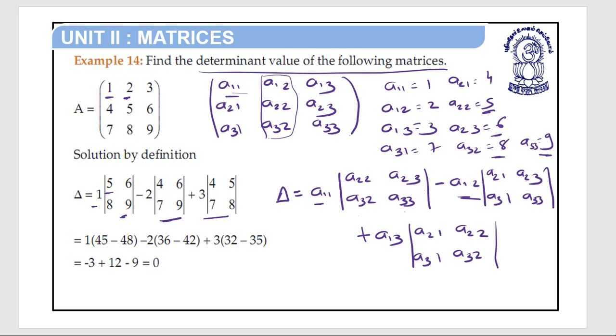Now solve this. 1 times 5 9s are 45, 8 6s are 48. So 45 minus 48, minus 2 times 4 9s are 36 minus 7 6s are 42, then 4 8s are 32 minus 7 5s are 35. So 45 minus 48 minus 2 times 36 minus 42, which is minus 6, and minus times minus is plus, so 6 2s are 12, plus 3 times 32 minus 35, which is minus 3, so minus 9. So minus 3 plus 12 minus 9 is equal to 0.